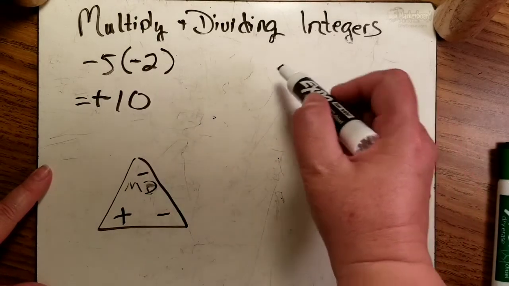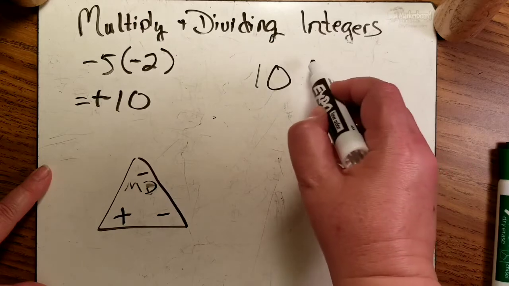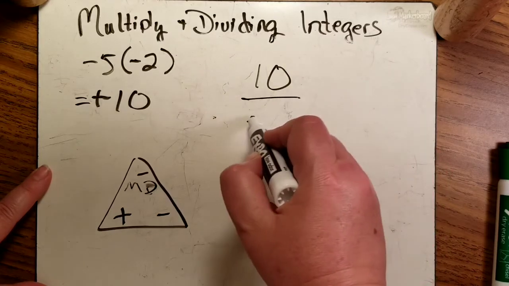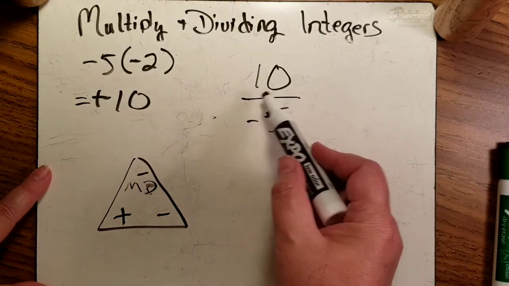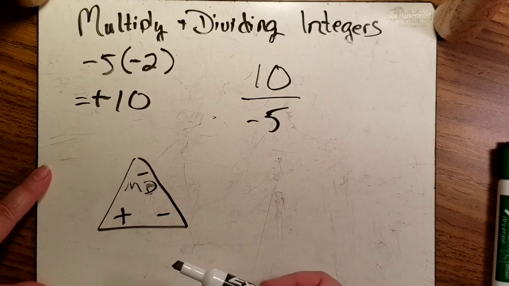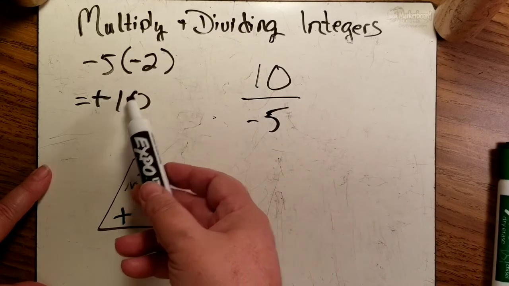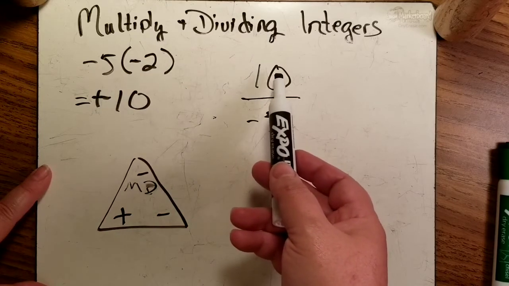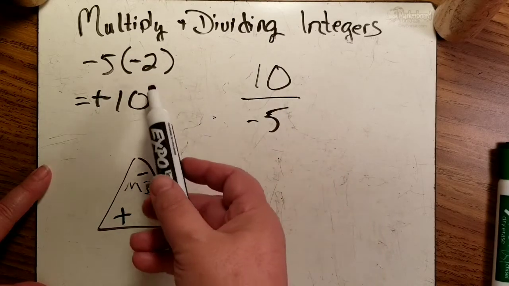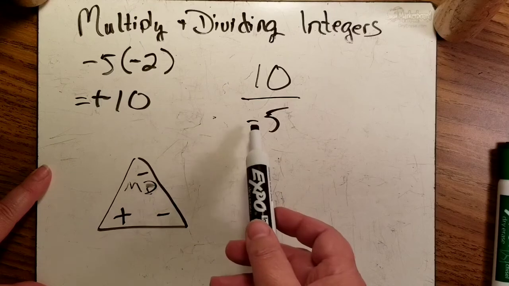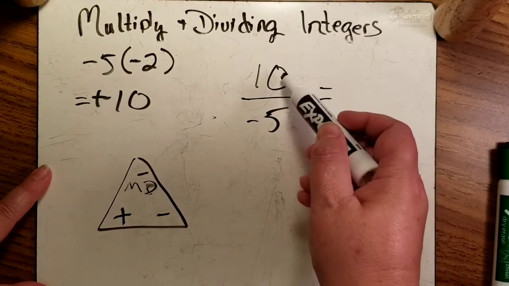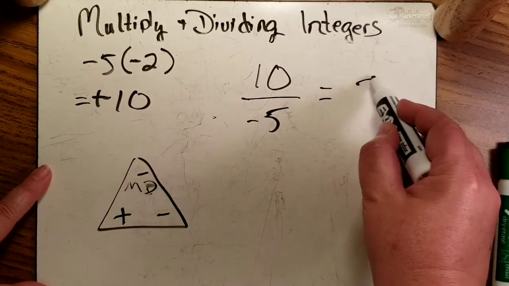So here we have positive 10 divided by -5. Remember our fraction bar is a division. So we have the same number, positive 10. Here it's the product, here it's the quotient, it's the total that's being divided. We're dividing it by -5. So 10 divided by 5 is 2.